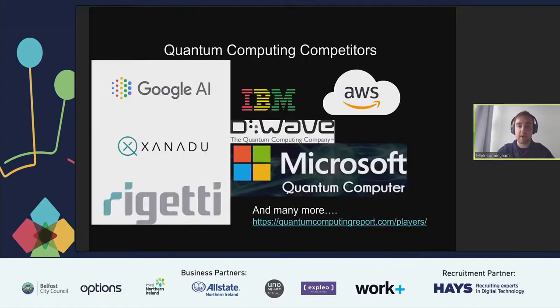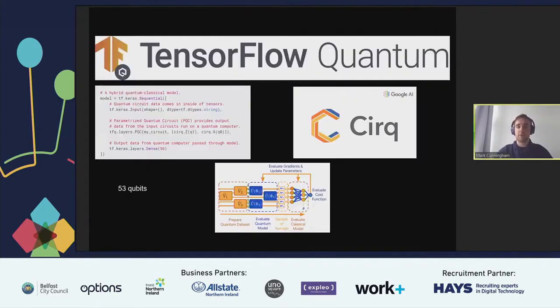So where are we with quantum computing today? These are some of the competitors, or the big names at the minute. We have Google AI, and their framework is known as Cirq. We have Xanadu and Rigetti, which are 2 companies in Toronto, I believe. We have IBM. We recently have AWS, who have jumped on the bandwagon. We have D-Wave, which is a quantum computing company, and also Microsoft as well. And in this link here, on the Quantum Computing Report, there's a huge list of all the different players in quantum computing today.